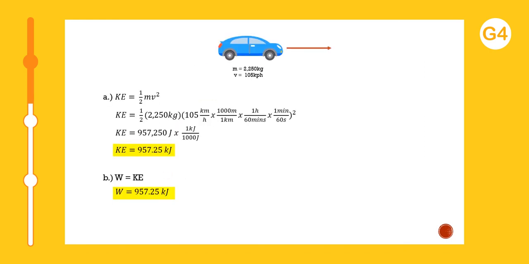Solution for A, kinetic energy is equal to 1/2 mv squared. Then next, we'll plug in our values, but we need to convert the 105 kilometers per hour into meters per second. Then we'll get the value of 957,250 joules, or 957.25 kilojoules. Then next, for letter B, from the work-energy theorem, it states that the work done by the sum of all forces acting on an object is equal to the change in kinetic energy of the object. Therefore, the work required to stop the automobile is 957.25 kilojoules.